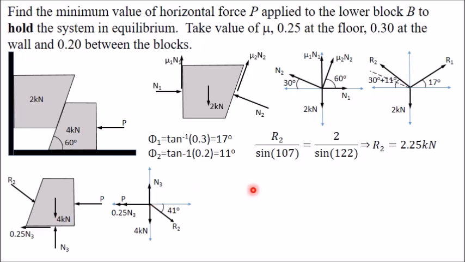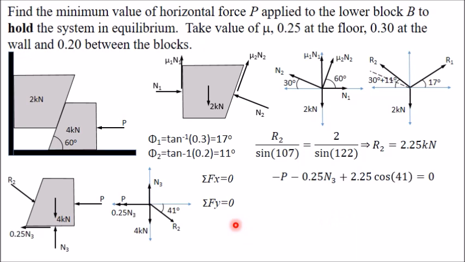Apply the first equation of equilibrium, summation Fx equal to 0. That means the sum of the components of all forces along the x direction should be 0. So you can resolve all these forces along the x direction. This is P, minus 0.25 N3; these two are in the negative x direction, and the component of R2 in the x direction, with R2 being 2.25, is 2.25 cos 41 degrees, equal to 0. So this is your first equation.